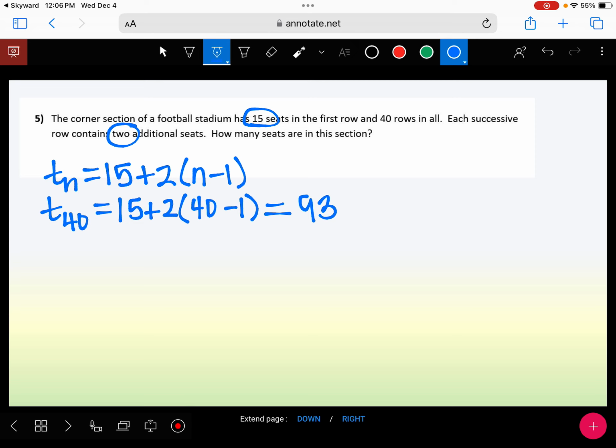And you get 93. Who had 93 seats in the row 40? And now to find the capacity, we need to find the sum. Yep. So it would be 40 over 2 because that's how many rows we have. So it would be 40 over 2 and then 15 plus the 93.